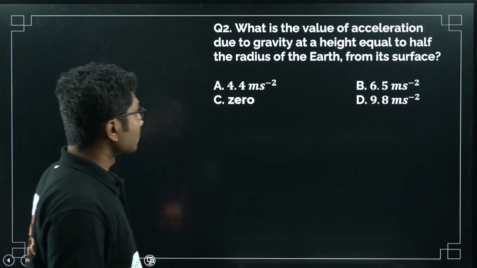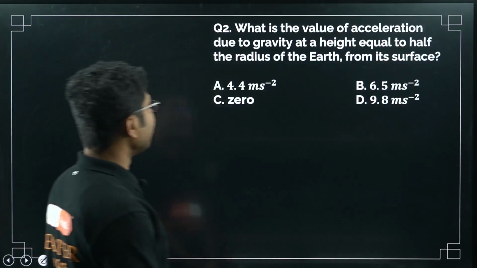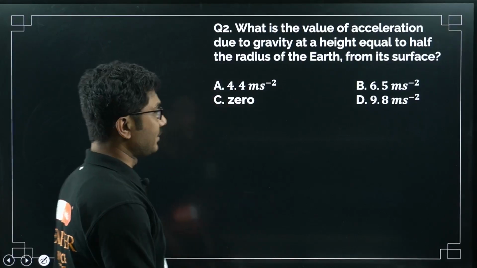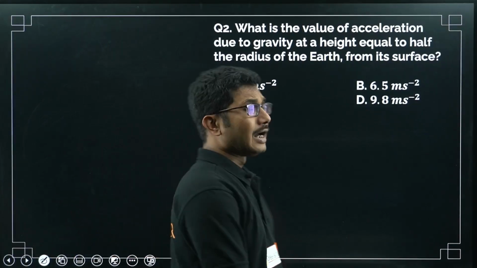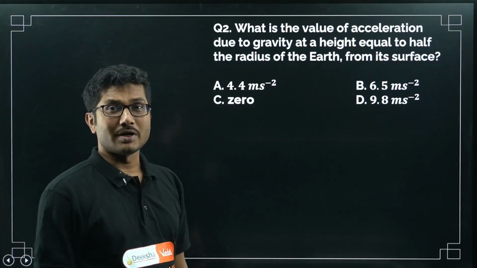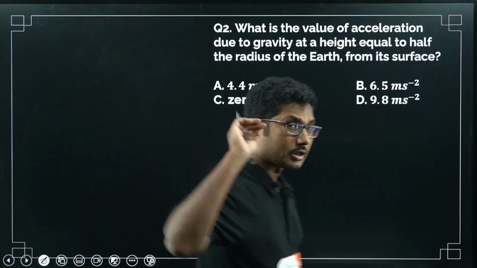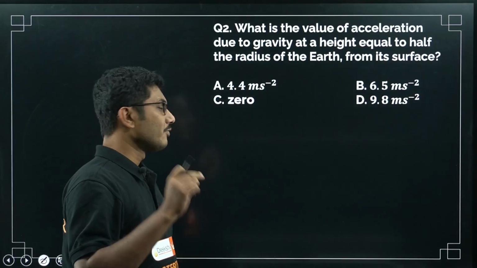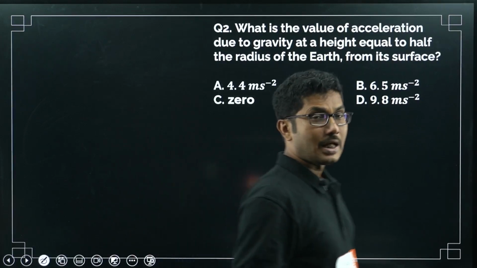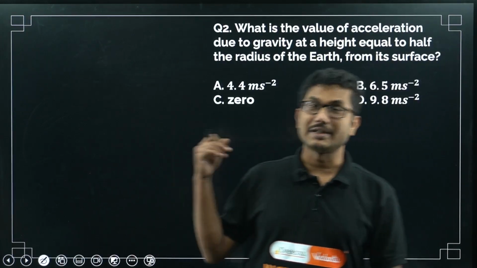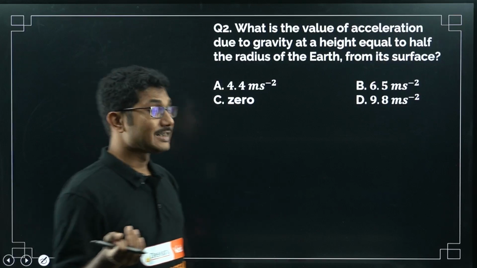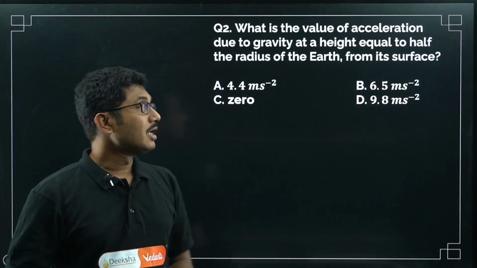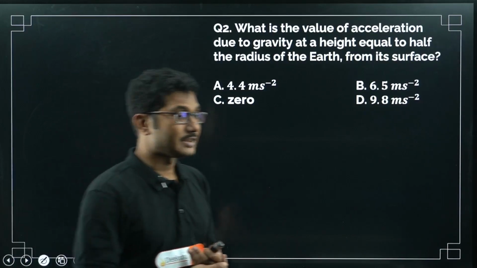Okay, now what is the value of acceleration due to gravity at a height equal to half the radius of the earth from its surface? Very interesting question. And if you think the answer is 0, then you are wrong. You cannot use the shortcut formula that I told you, that is only valid for small distances, for say 10 kilometers, say 20 kilometers, but half the radius is 3200 kilometers. We know that the radius of the earth is 6400 kilometers. So if you say half the radius of the earth, that means it is 3200 kilometers.